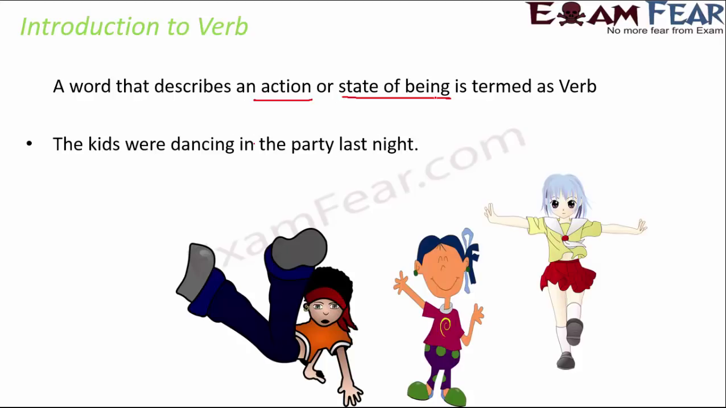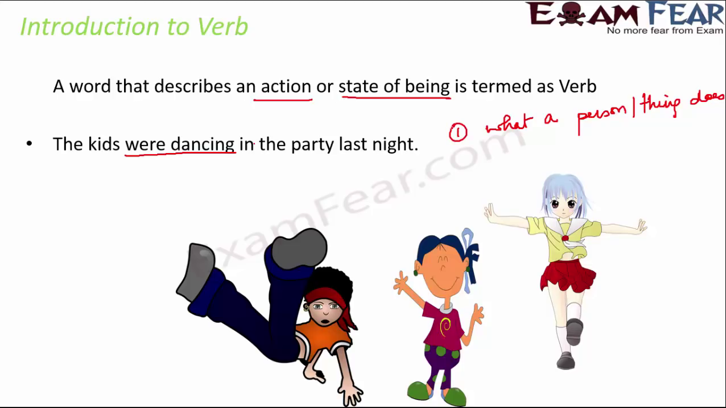The kids were dancing in the party last night. If you look at this sentence, what is the action? What were the kids doing? They were dancing. So were dancing is the verb here because it shows the action which was done by the kids. Here the verb tells us what a person or thing does.